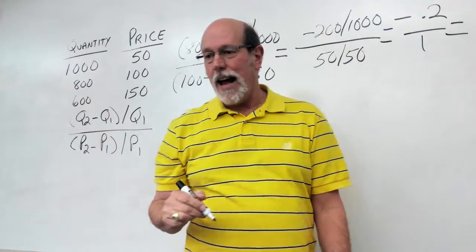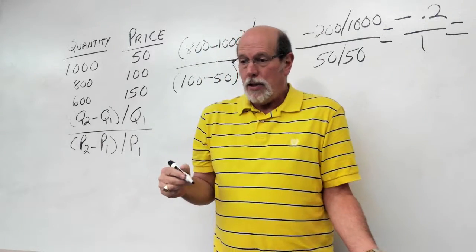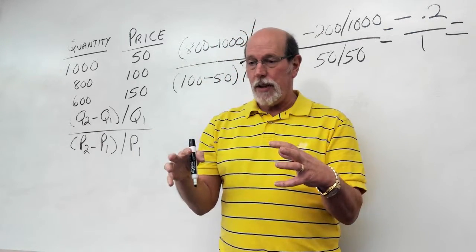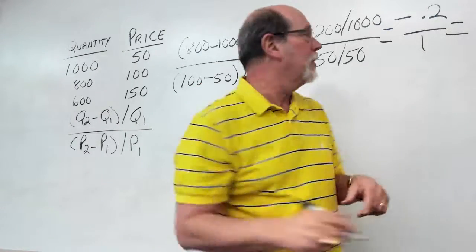And then taking that last step, minus 0.2 divided by 1 is going to give us minus 0.2, and that's the point elasticity value for the first pair of quantity and price figures.